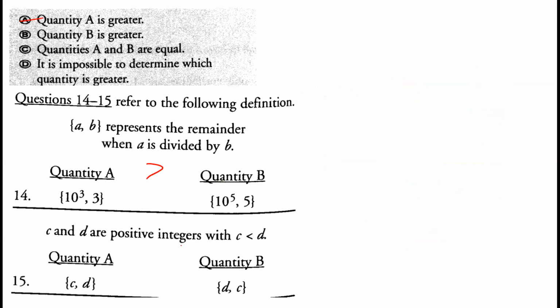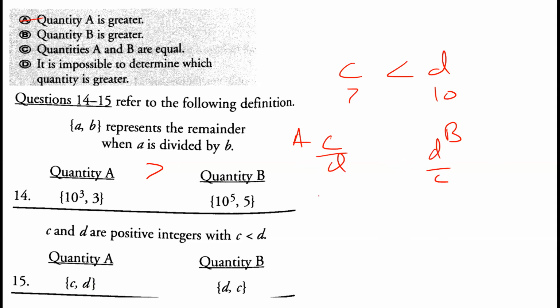Now C and D are positive integers, where C is less than D. So C is less than D and they are positive. Let's suppose we have C as 7 and D as 10. Now quantity A is C over D. It means C divided by D, that's your quantity A. And quantity B would be D divided by C.